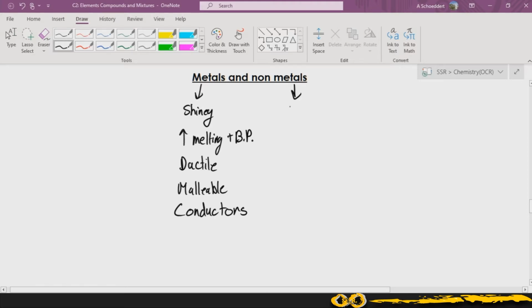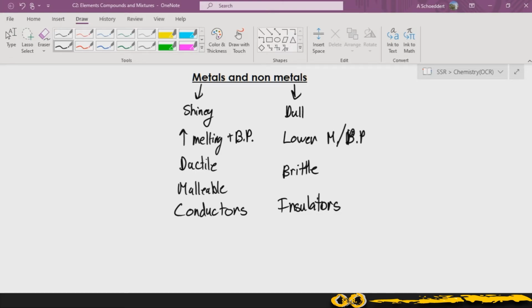In contrast, nonmetals are usually dull in appearance. They usually have lower melting and boiling points. You are not able to bend or stretch them, making them brittle. And they are insulators, so they are not very good at conducting electricity or heat.